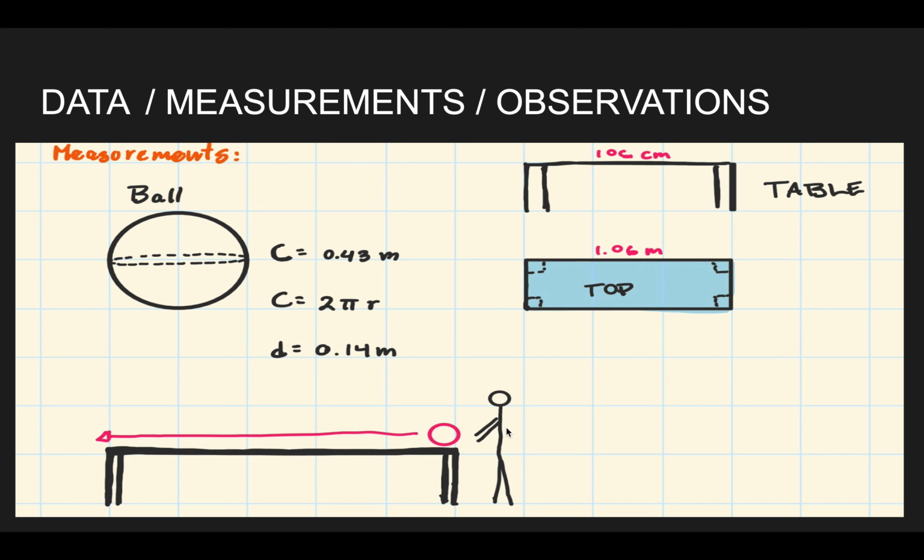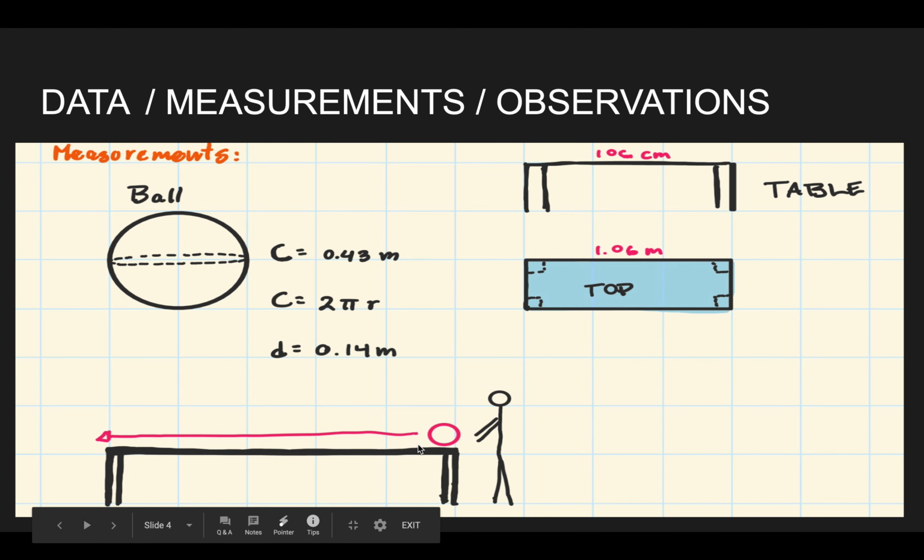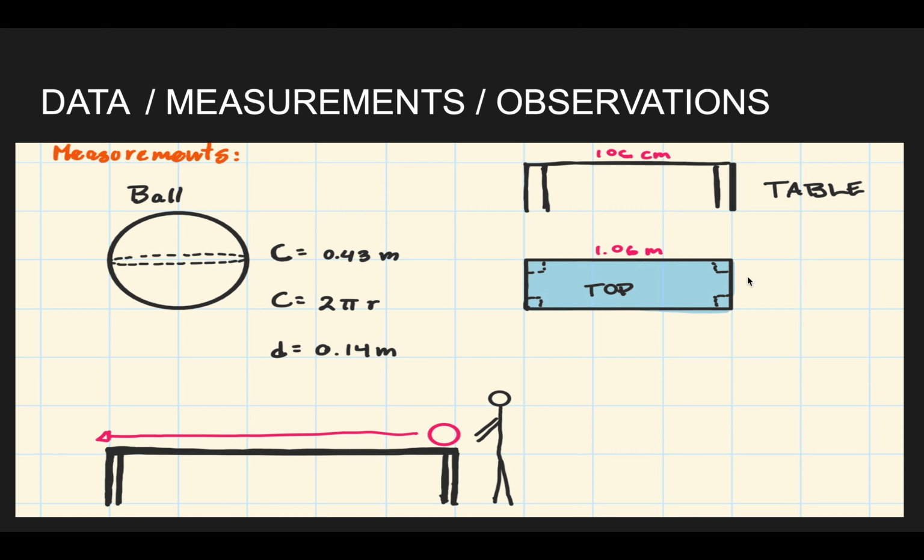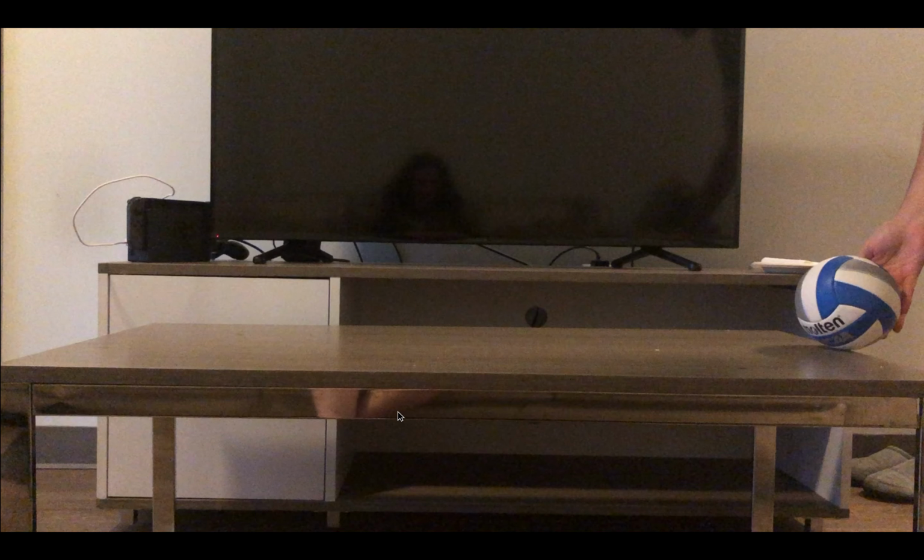So the experiment is simple. I will push this ball over this table and see how it moves. I was also able to make some measurements: the length of the table, and also the circumference, which gave me the diameter and also the radius of the ball. Let's look at the video.